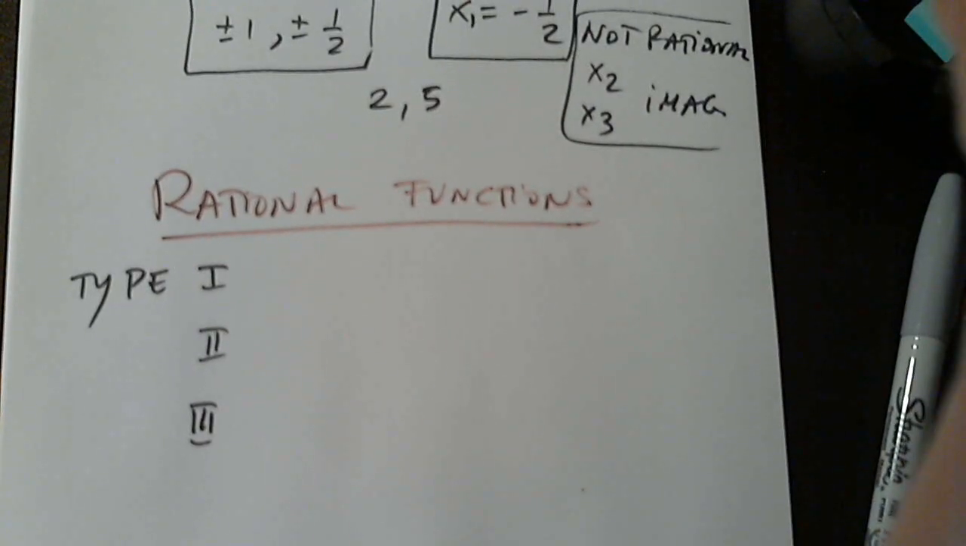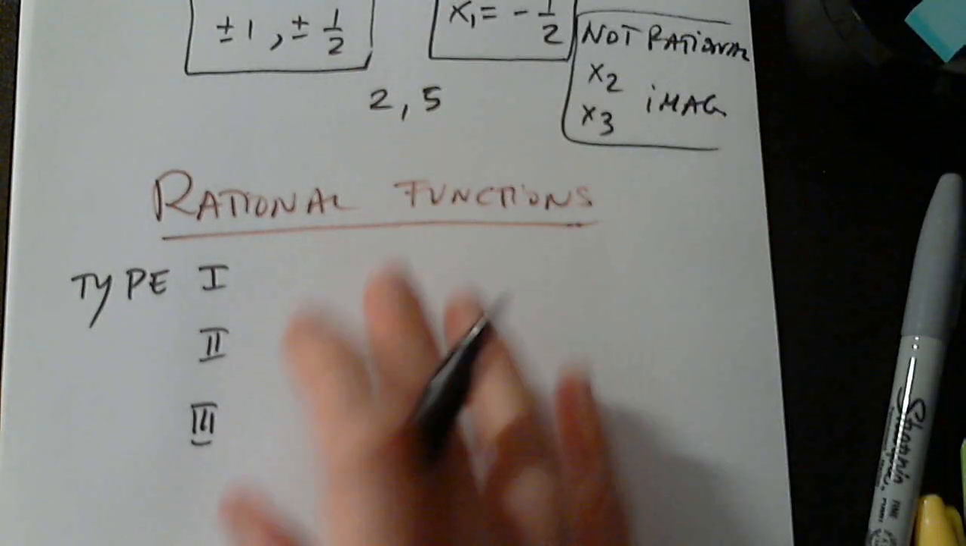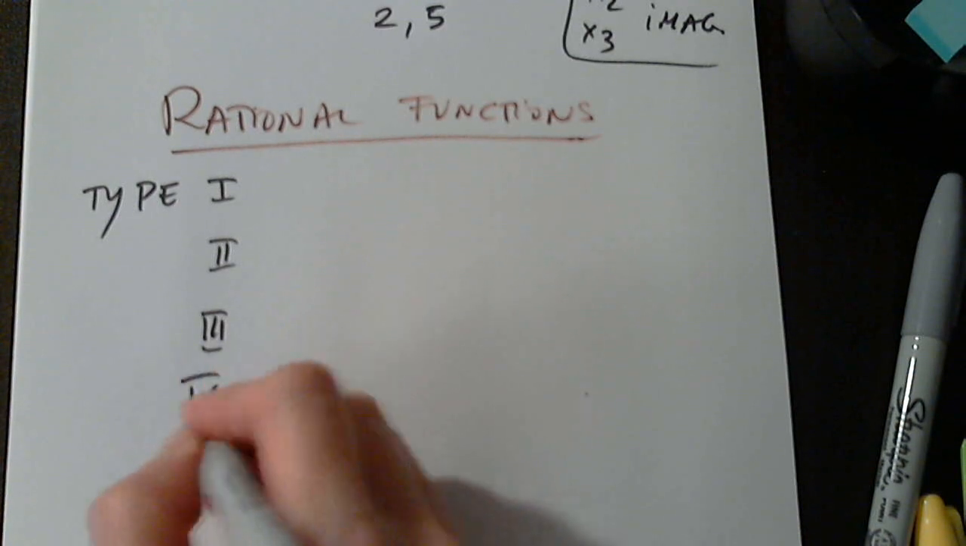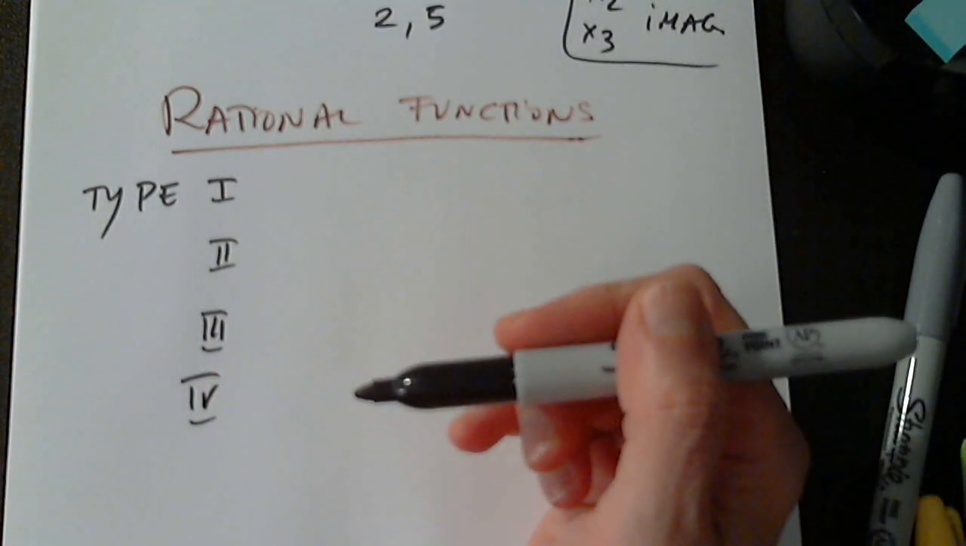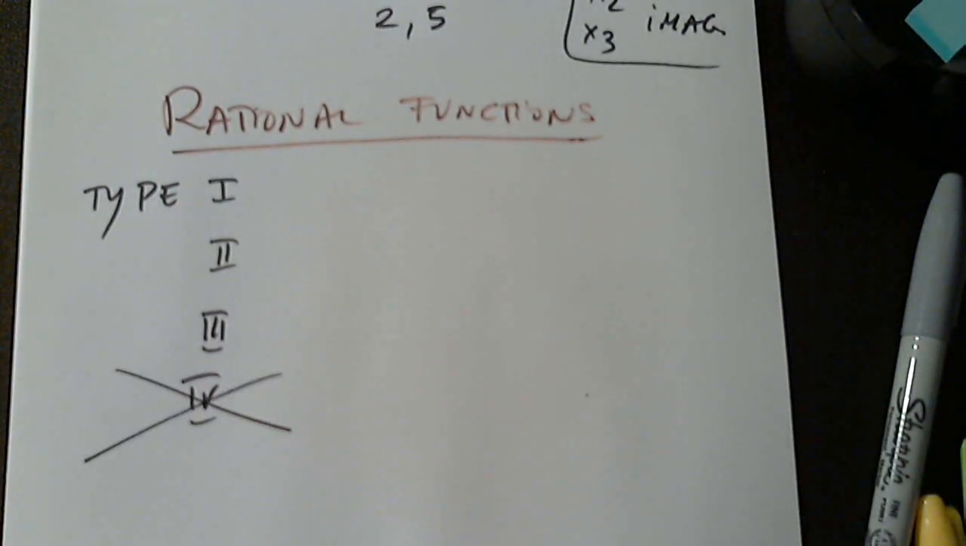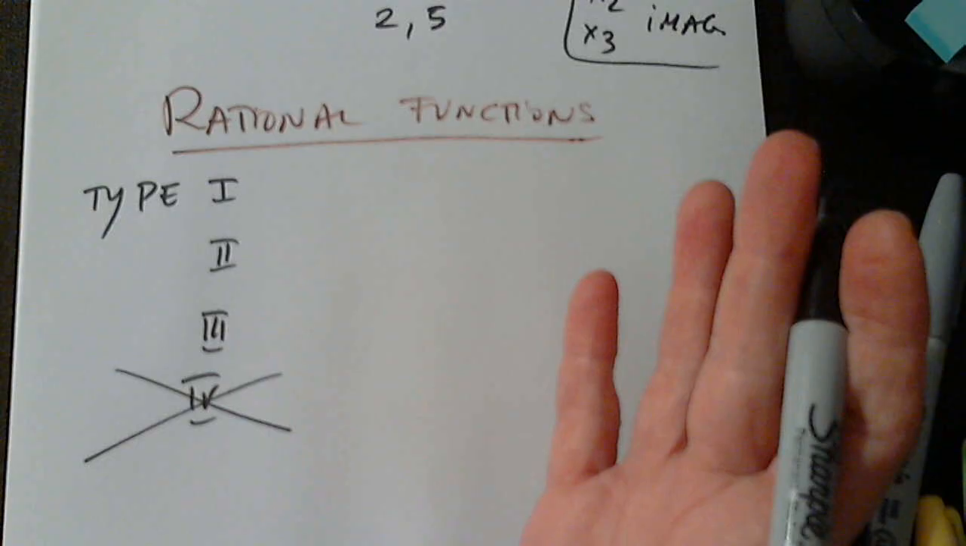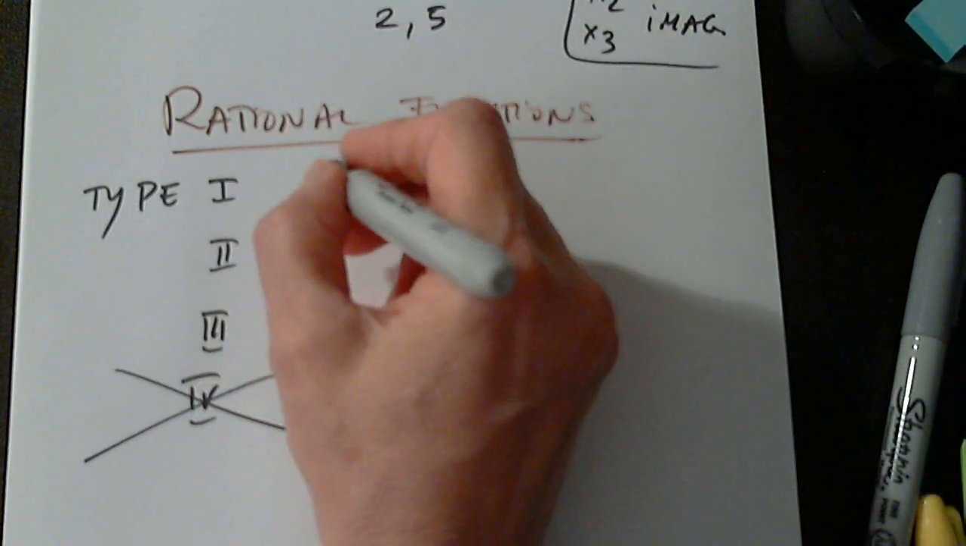Okay, I do, because it's easier to identify. Are there more than 3 types? Yes, there are. But we cannot address them in this class. That's all we can look at. Type 1, 2, and 3. What do I mean by this? And let me give you a few examples.